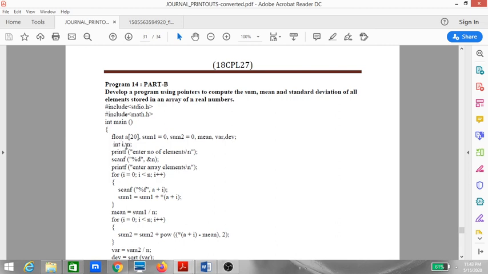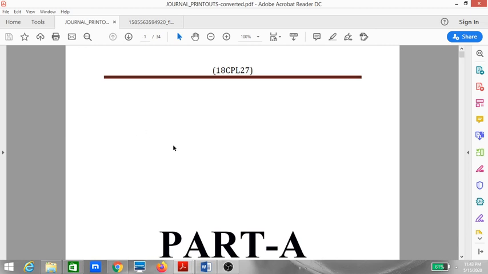i is the looping variable and n is the number of elements that we are going to accept from the user. So we first give a message to the user saying enter the number of elements. The maximum number of elements that I can accept is 20. If you want to increase the size, then you all can increase it.